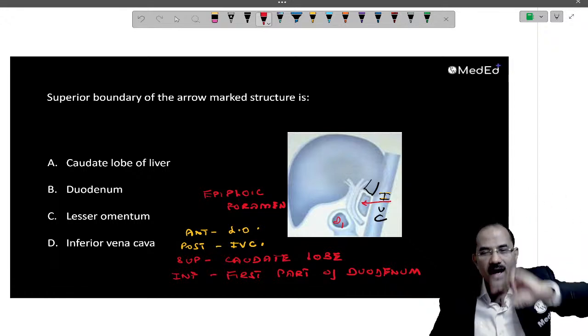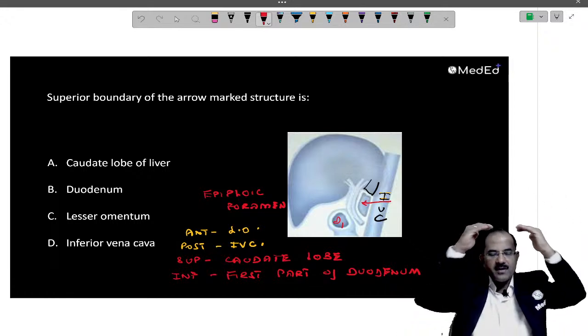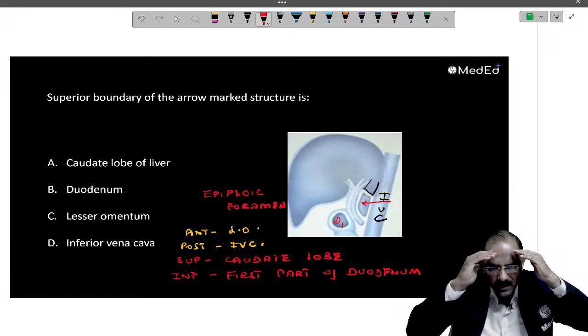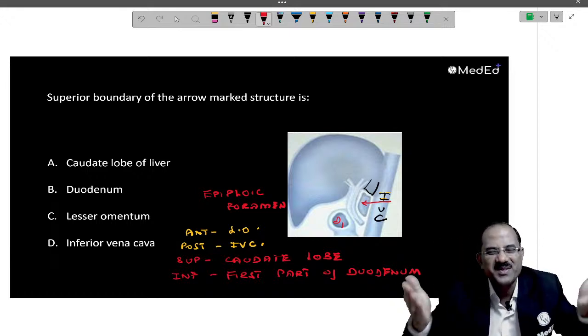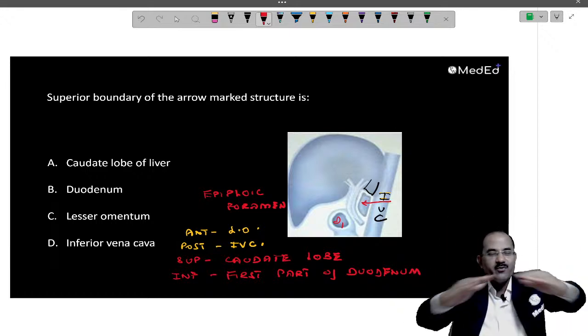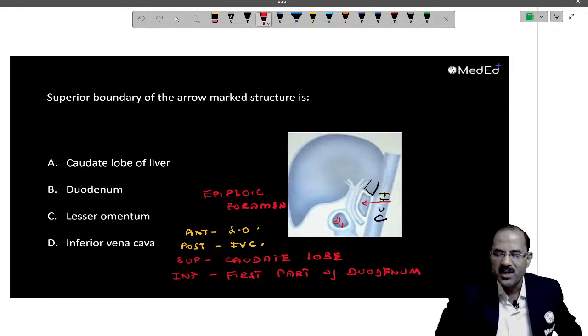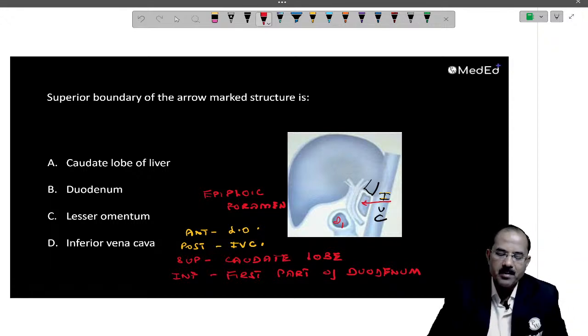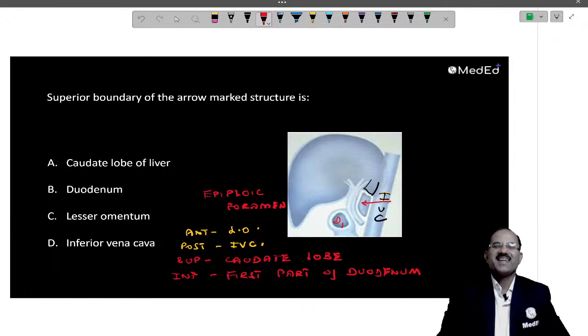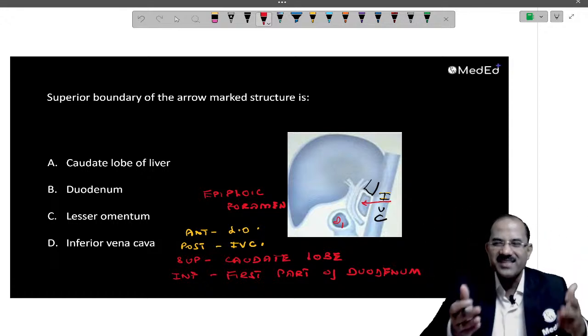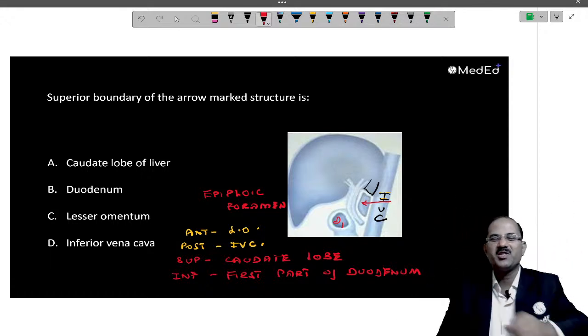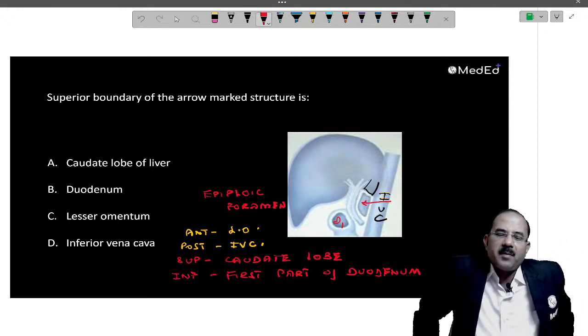Posterior is what? IVC. Superiorly is the caudate lobe of liver. Inferiorly is the first part of duodenum. So these are the boundaries of the epiploic foramen. And what is the importance of the epiploic foramen? Infection from the greater sac can enter into the lesser sac through the epiploic foramen.